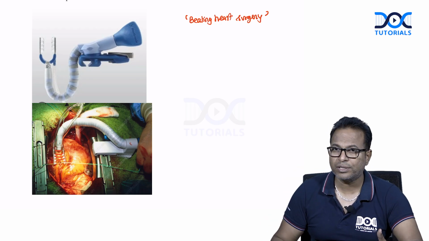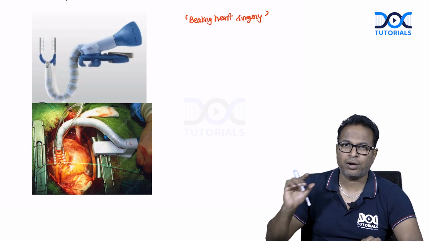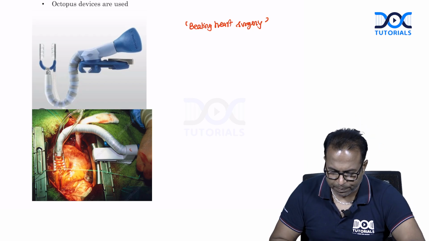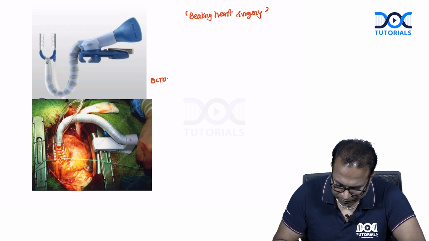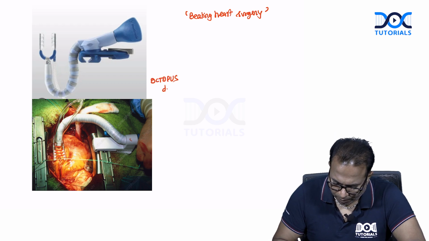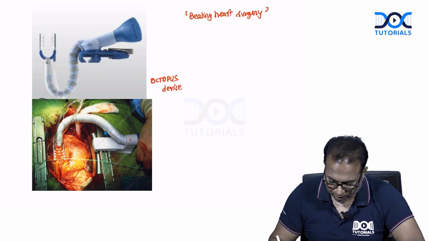The blood will be flowing through the normal circulation, and blood will be allowed to flow into the coronary arteries also. So this is the off-pump cardiac device called the Octopus device. Just know the name, that's enough. This is a new update. Newly, cardiac surgeons are using this Octopus device.